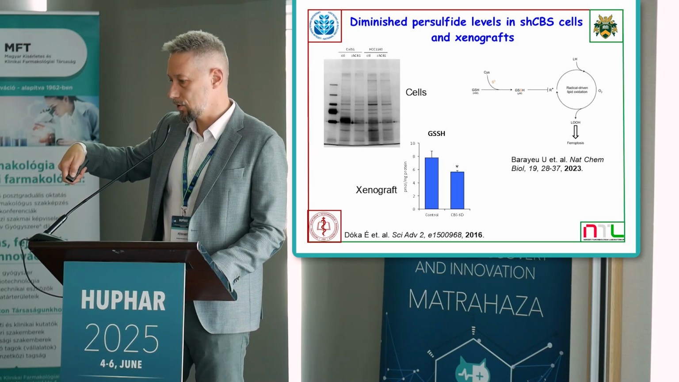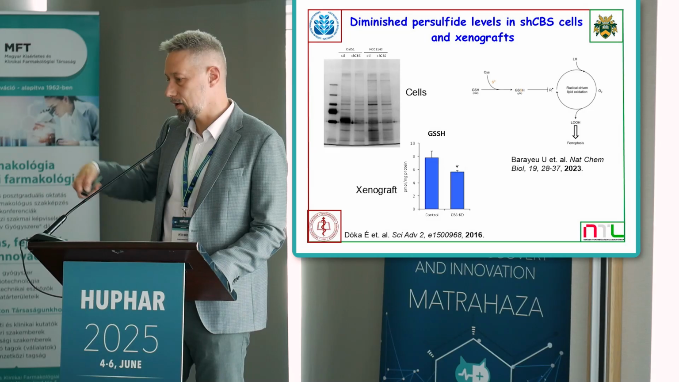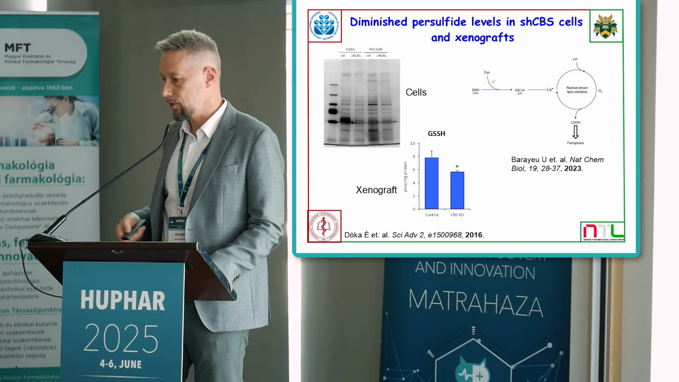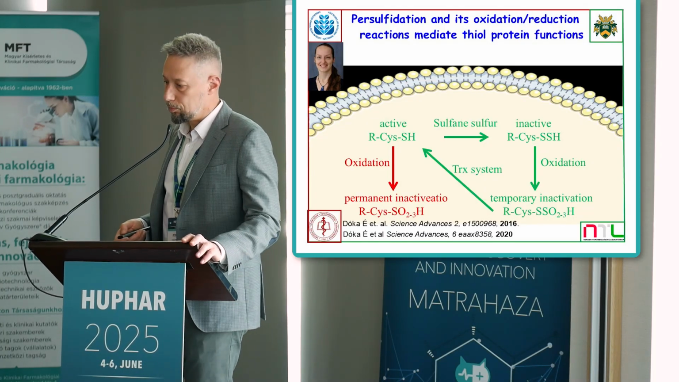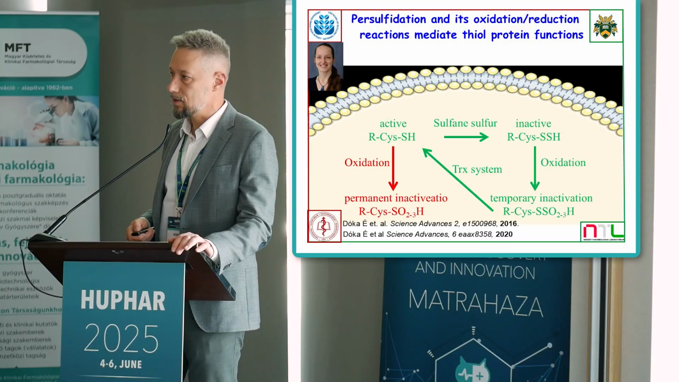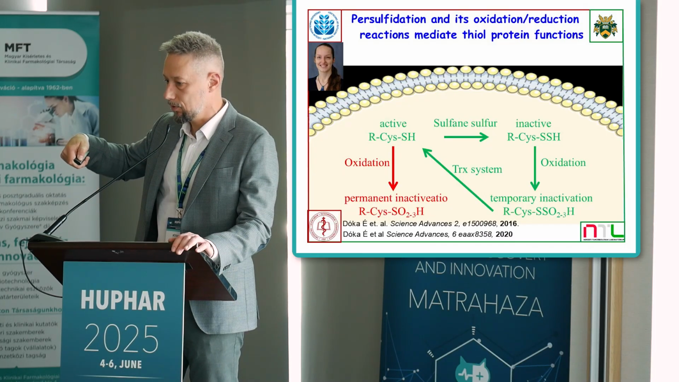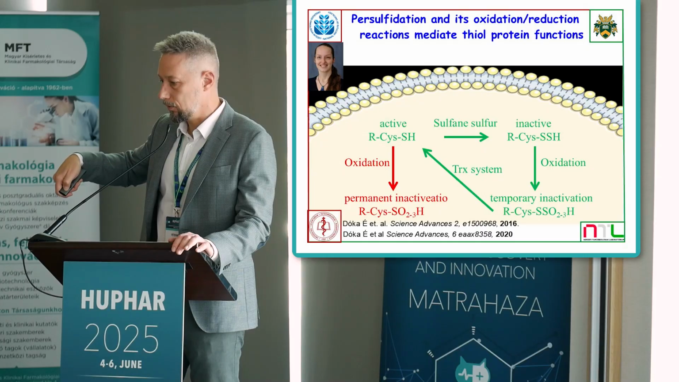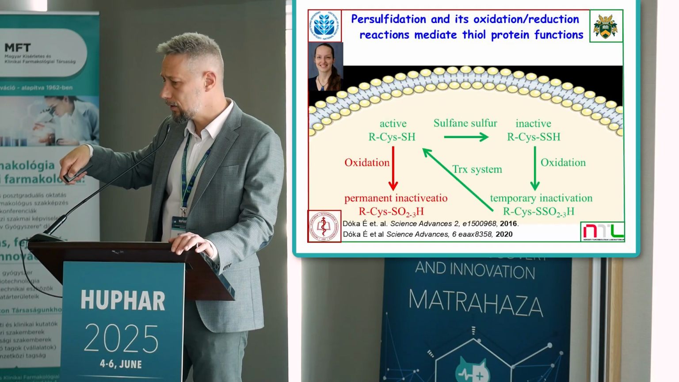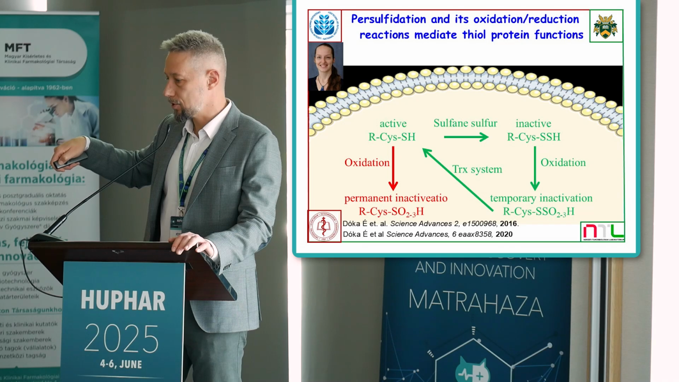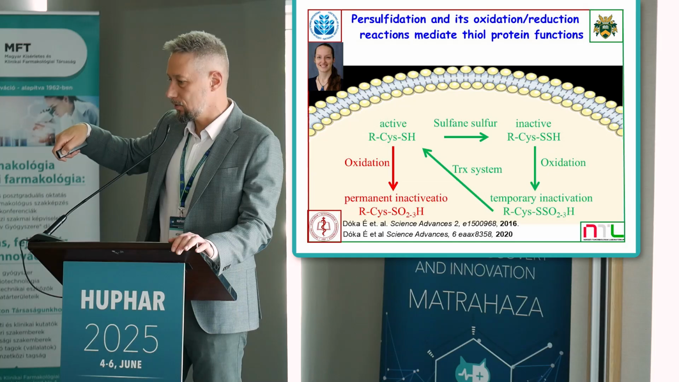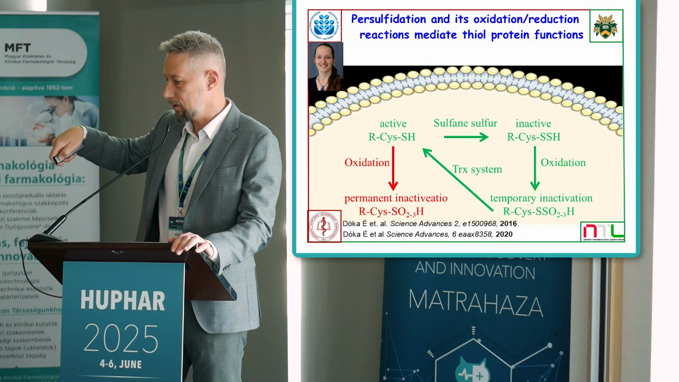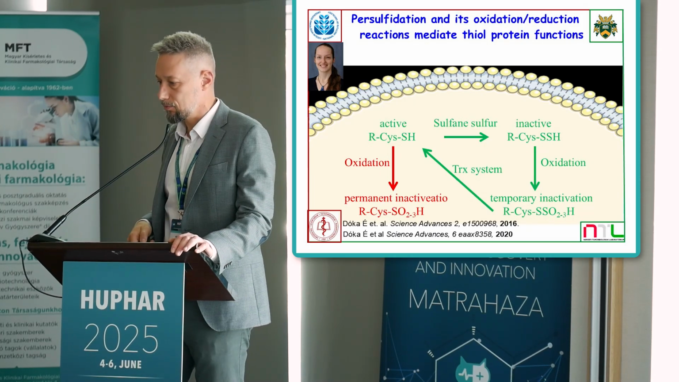And by knocking down CBS, we saw a significant decrease in glutathione persulfide levels, as well as protein persulfidation was also decreased upon CBS knockdown. And this was shown to be very important in protecting thiol proteins inside cells. This is work from my postdoc in the lab, Eva Doka, who has shown in two elegant papers, we think, that cysteine, when it is persulfidated, is protected from oxidative stress, because overoxidation of these persulfide residues generates these per-thiosulfinic and sulfonic acid forms, which then can be reduced back by the thioredoxin system to the active form.